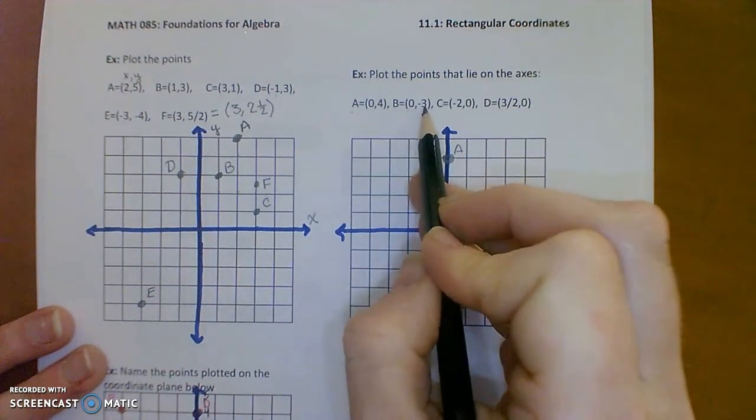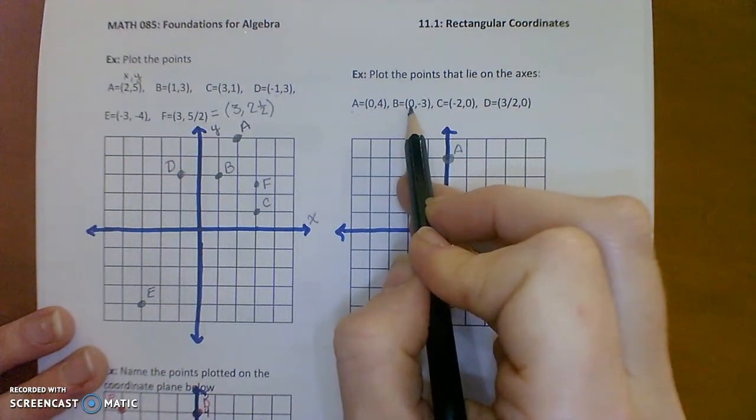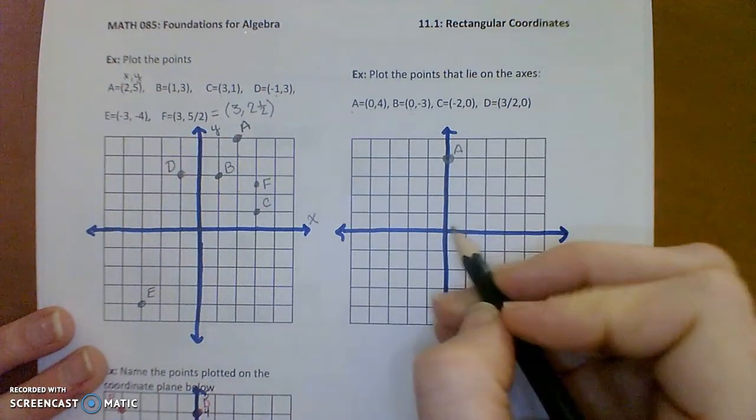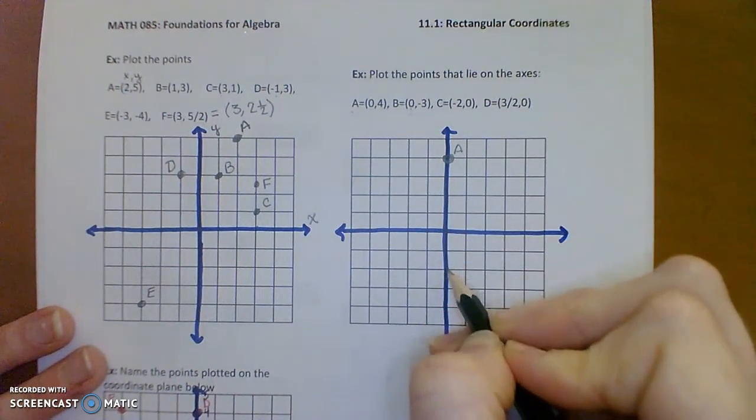B is at 0, -3. So my x-coordinate is 0. I don't move any units left or right, but I move down 3 units. So 0, 1, 2, 3.